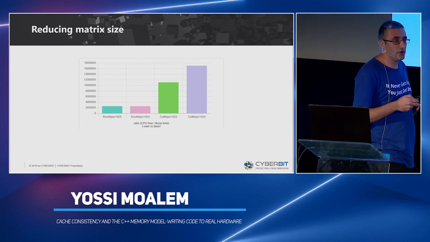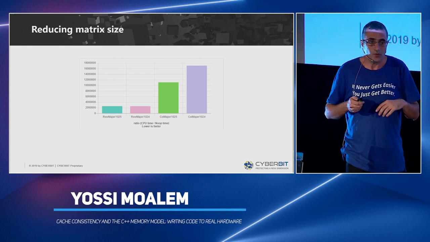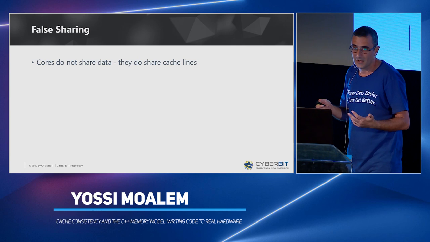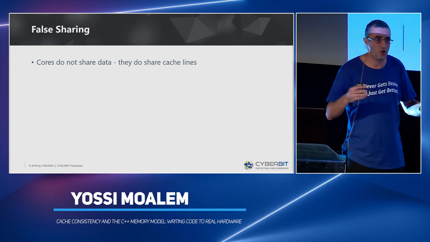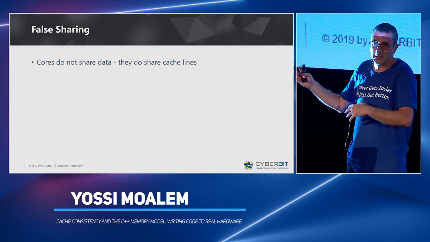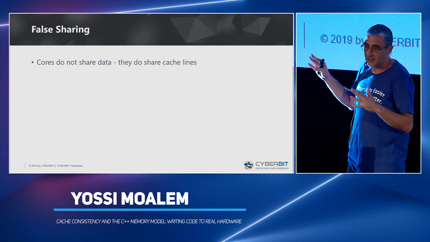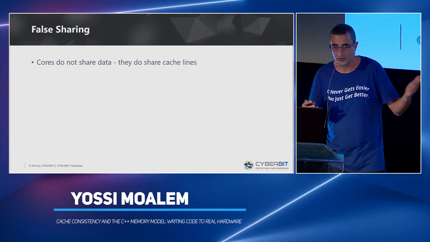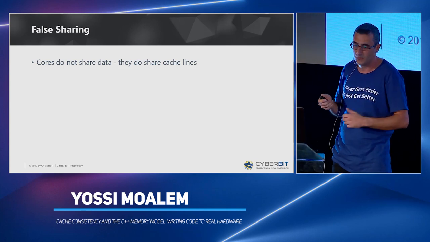All of this was about single core. When we're talking about multi-core, we start to have the notion of false sharing. I believe there are a lot of talks about false sharing, so I'm not going to explain it from the beginning. I am going to explain what it is, but there's plenty of material on the net, including my own talk in Core C++, if anyone is interested in a bit more detail.